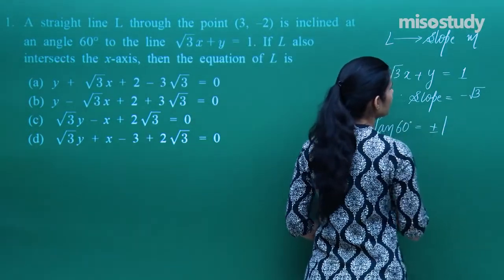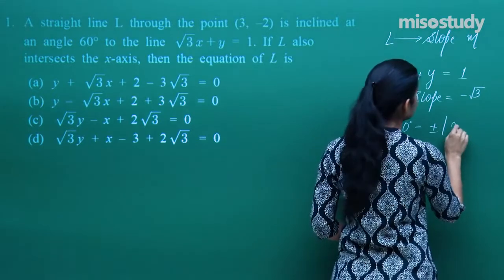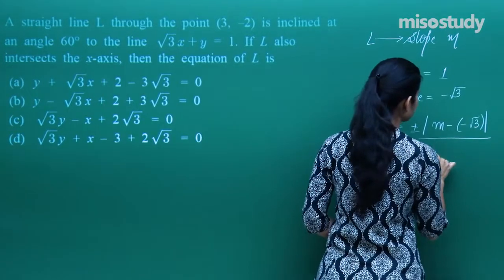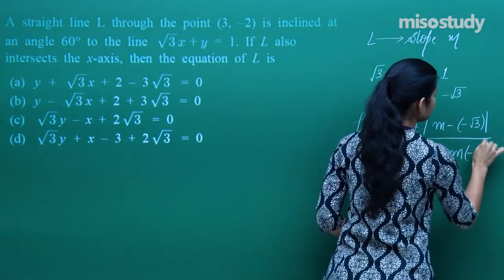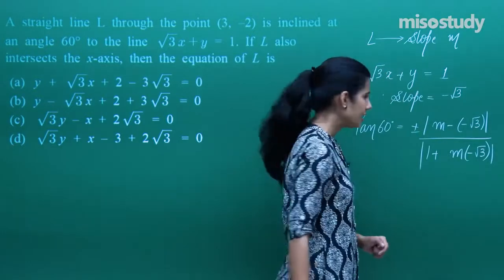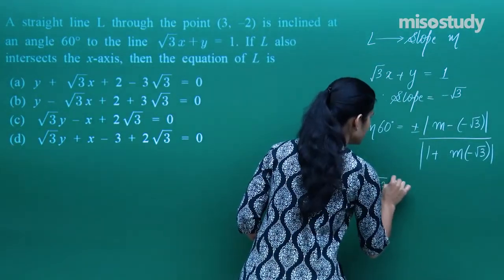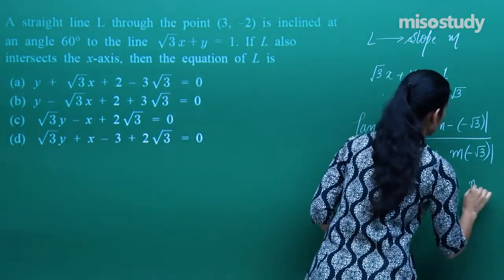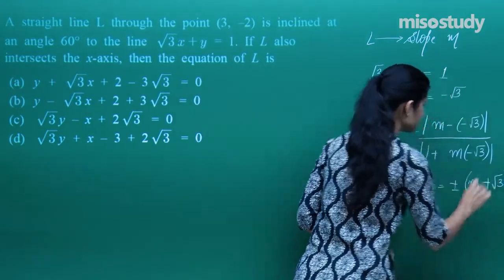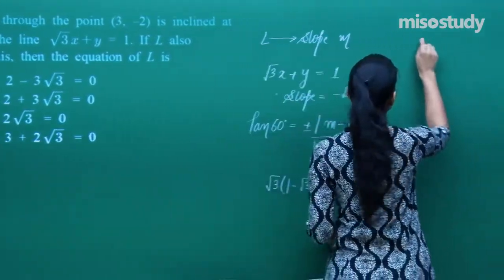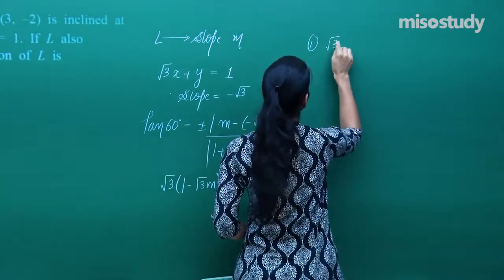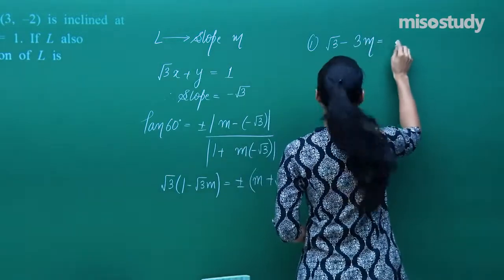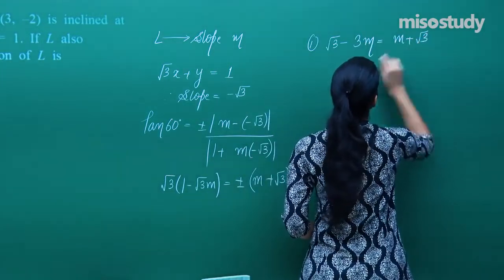is plus minus mod of (m1 minus m2) upon (1 plus m1 m2). So, you can write it as (m minus (minus root 3)) upon (1 plus m into (minus root 3)). Right? So, this gives you what? This is root 3 into (1 minus root 3 m) equals plus minus (m plus root 3). So, one by one, let's see what we have. First, we have root 3 minus 3m equals m plus root 3.